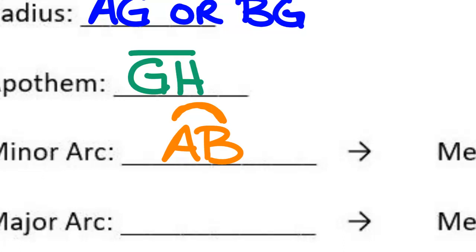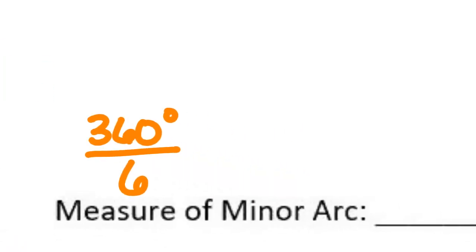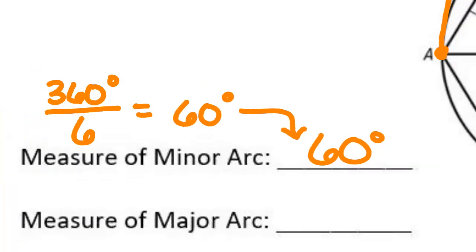To find the measure of that minor arc, we're going to take 360 degrees. We're going to divide it by however many sides my polygon has, however many chords there are in this circle. So we've got 1, 2, 3, 4, 5, 6 chords, 6 sides to my polygon. 360 degrees divided by 6 gives me 60. So the measure of my minor arc is 60 degrees.